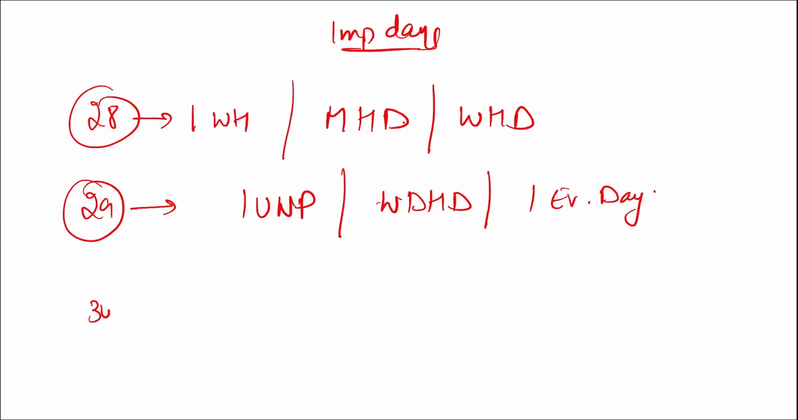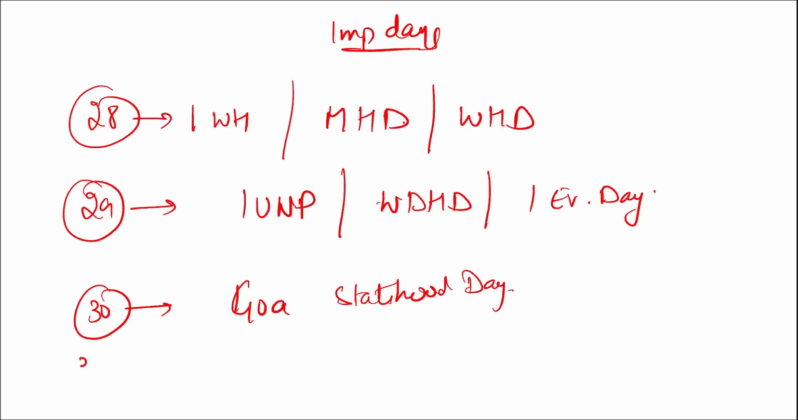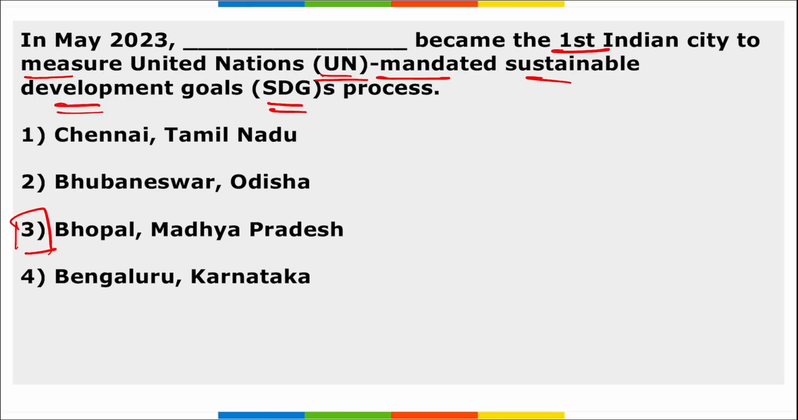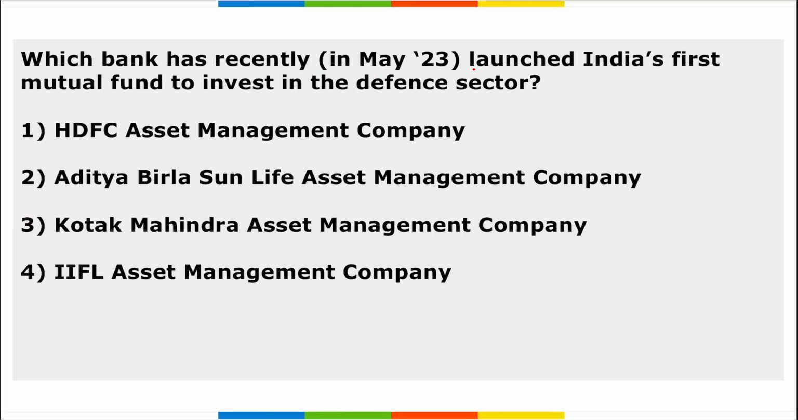Right? Then on 30th of May, we observe Goa Statehood Day. And on 31st of May, we observe World No Tobacco Day. Correct? And the theme for World No Tobacco Day is: we need food, not tobacco. Correct?